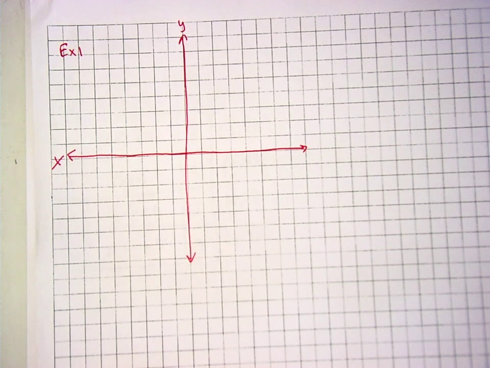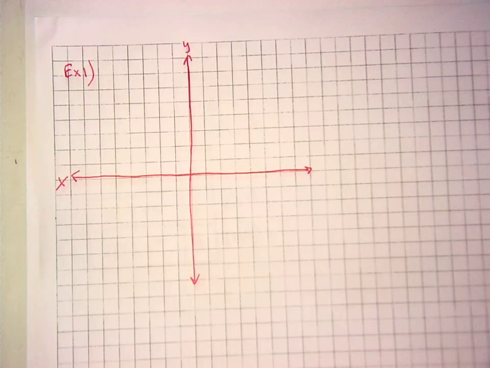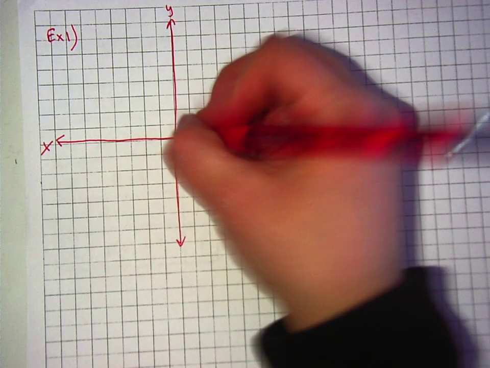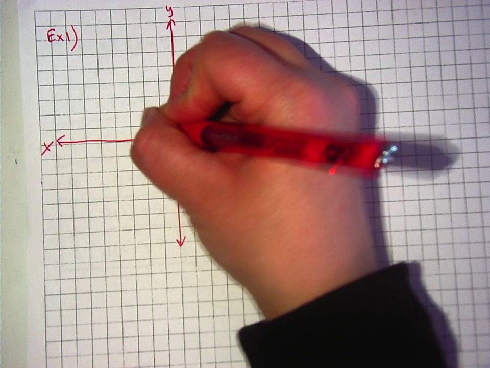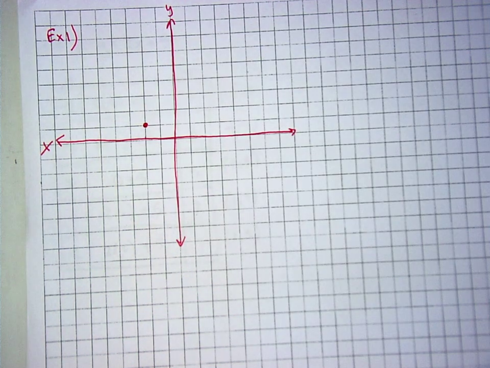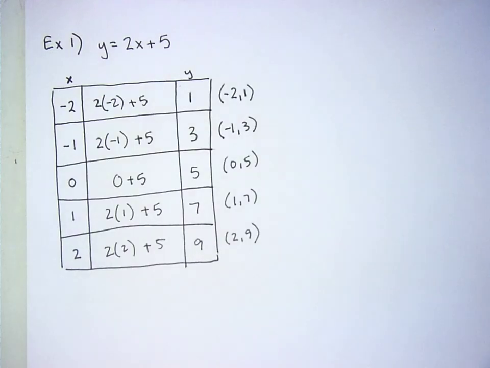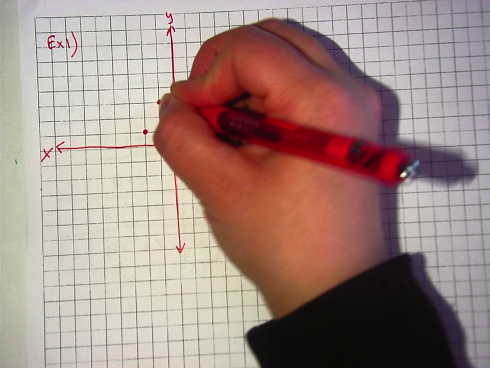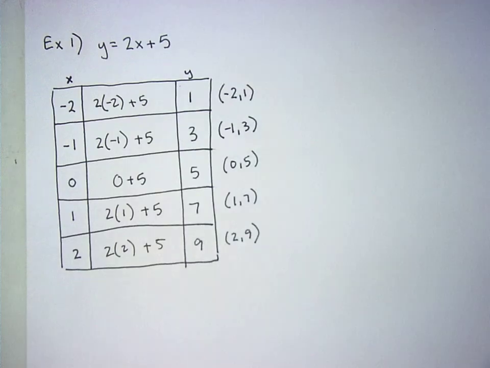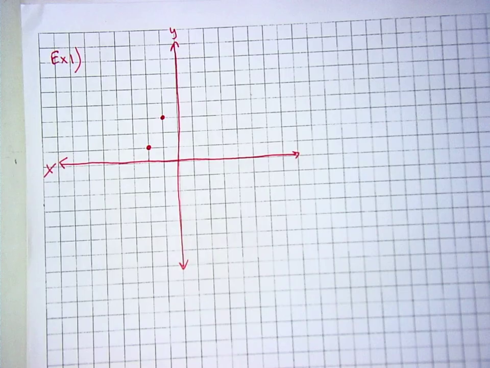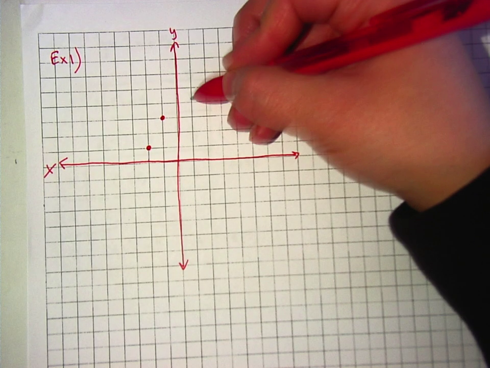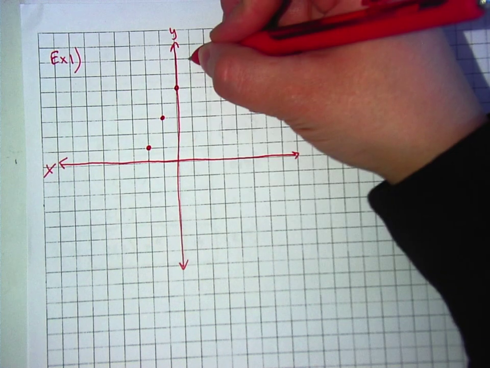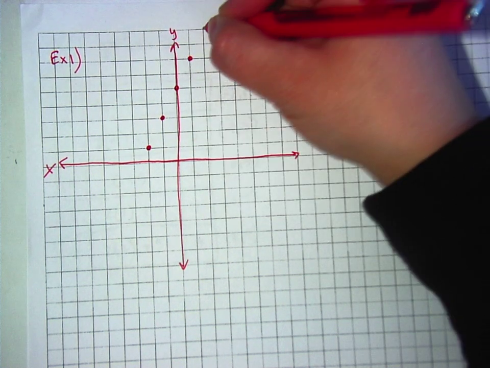All right, so the first point that we're graphing for example 1 was -2, 1. So -2 on the x and 1 up, and put a dot. And then -1, 3. Let's see, 0, 5. Oh, did I not leave enough space? Oh, looks like I barely did. 0, 5. 1, 7. And 2, 9.